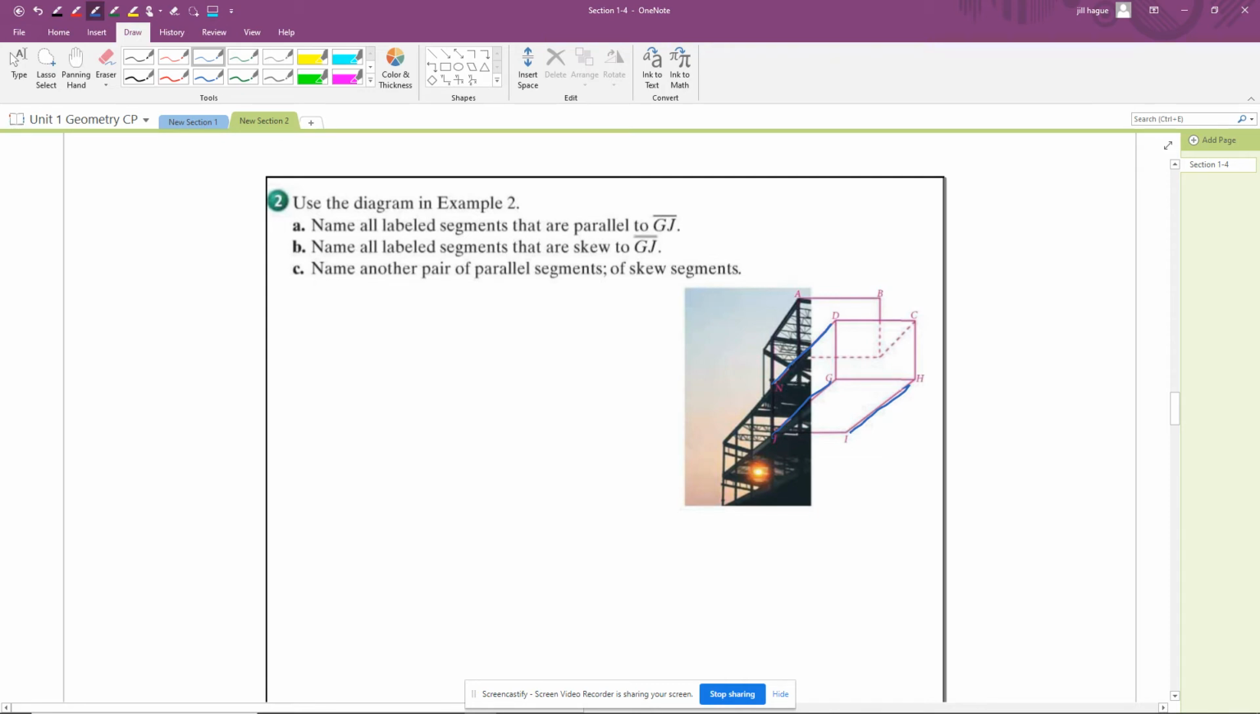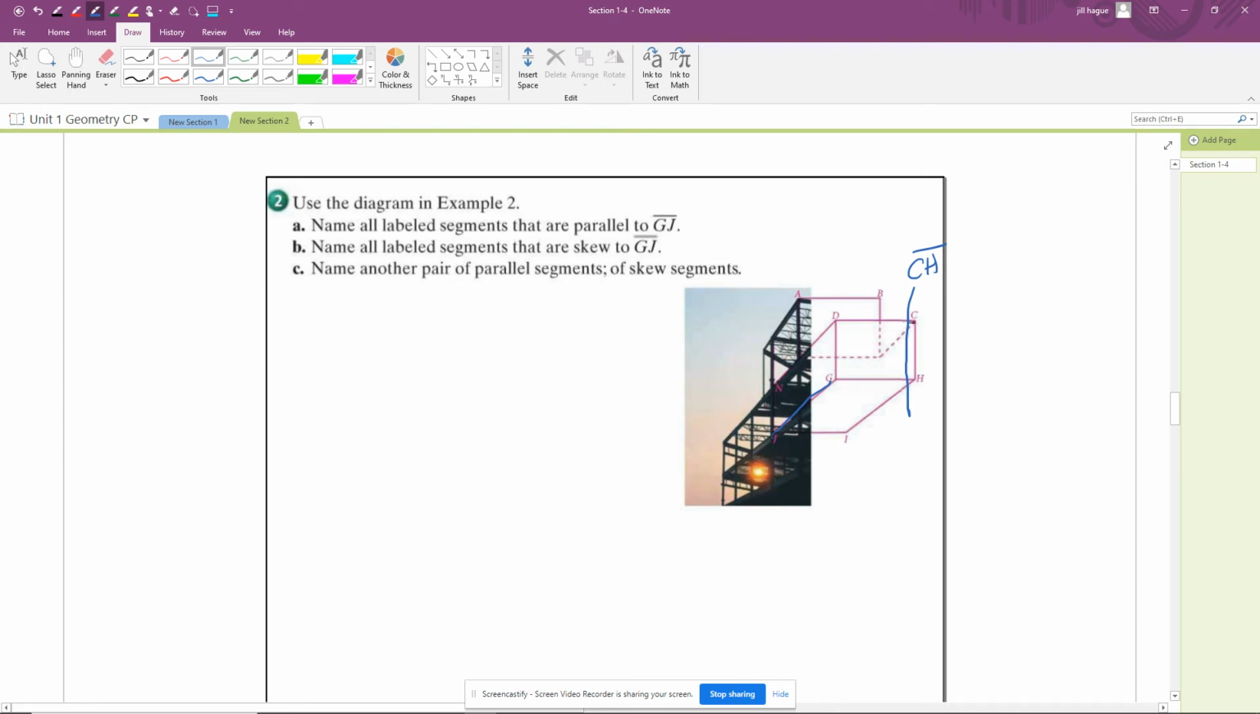And all segments that are skewed to it. Remember, skews do not intersect. So what would be skew to that line there? Well, this would be skewed to it right here. CH, right? CH would be skew. And NJ is parallel to it, right? So that one is perpendicular to it, and it intersects, so they can't intersect, and this one intersects it, right?